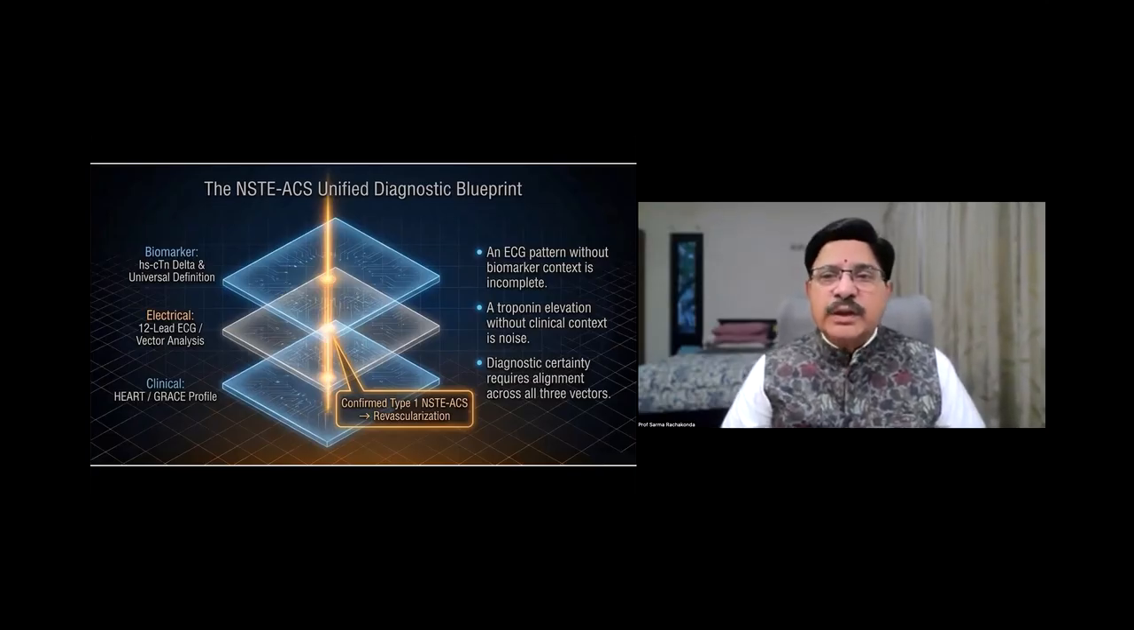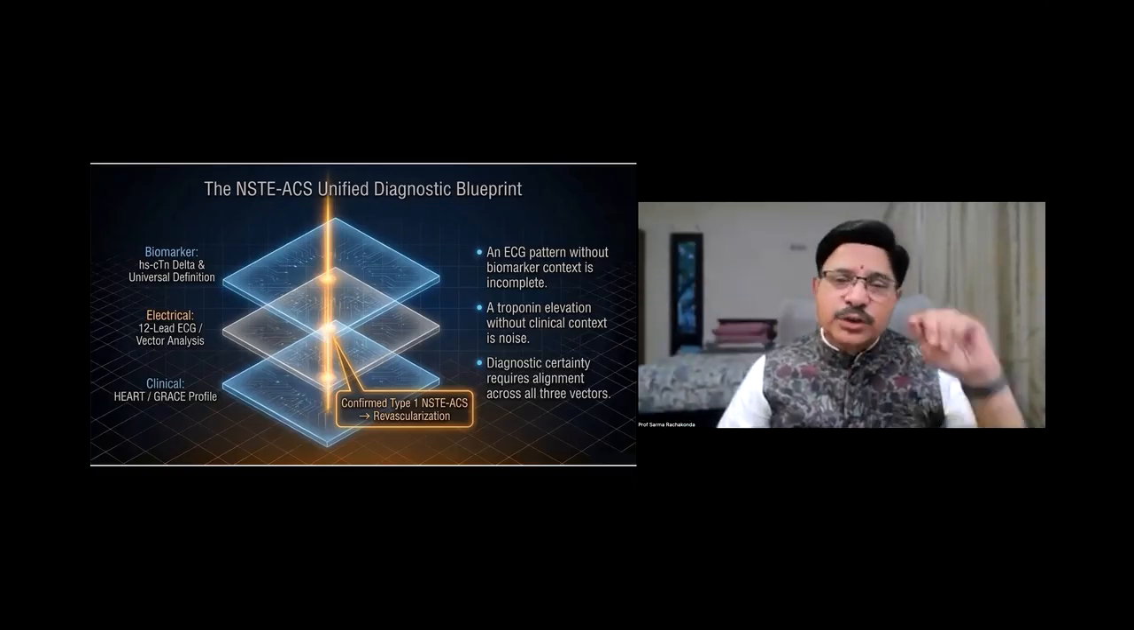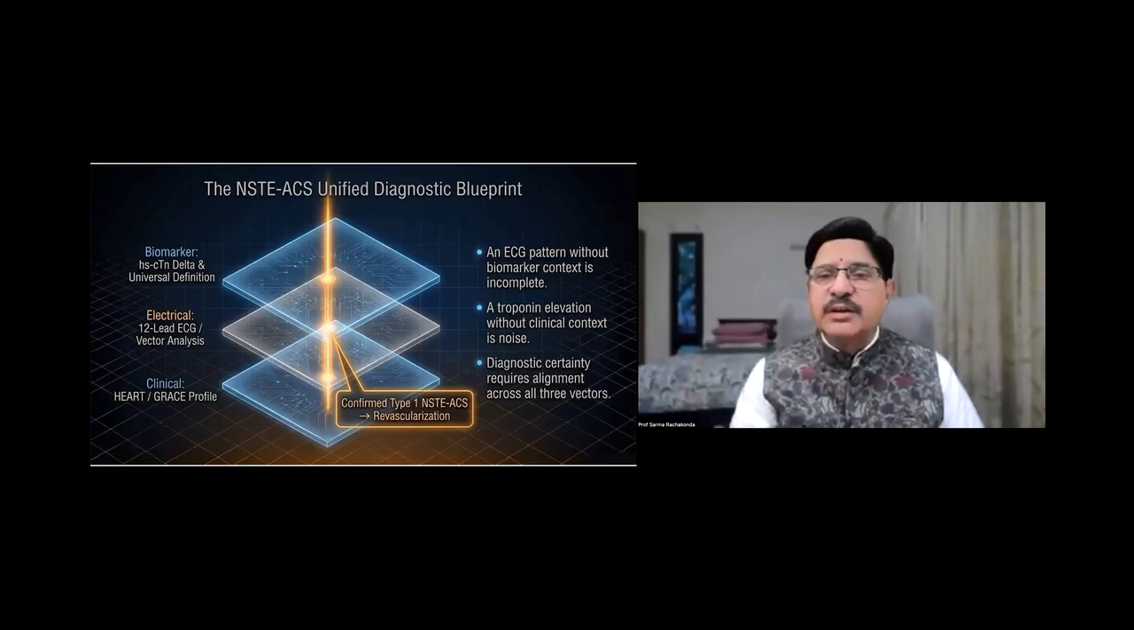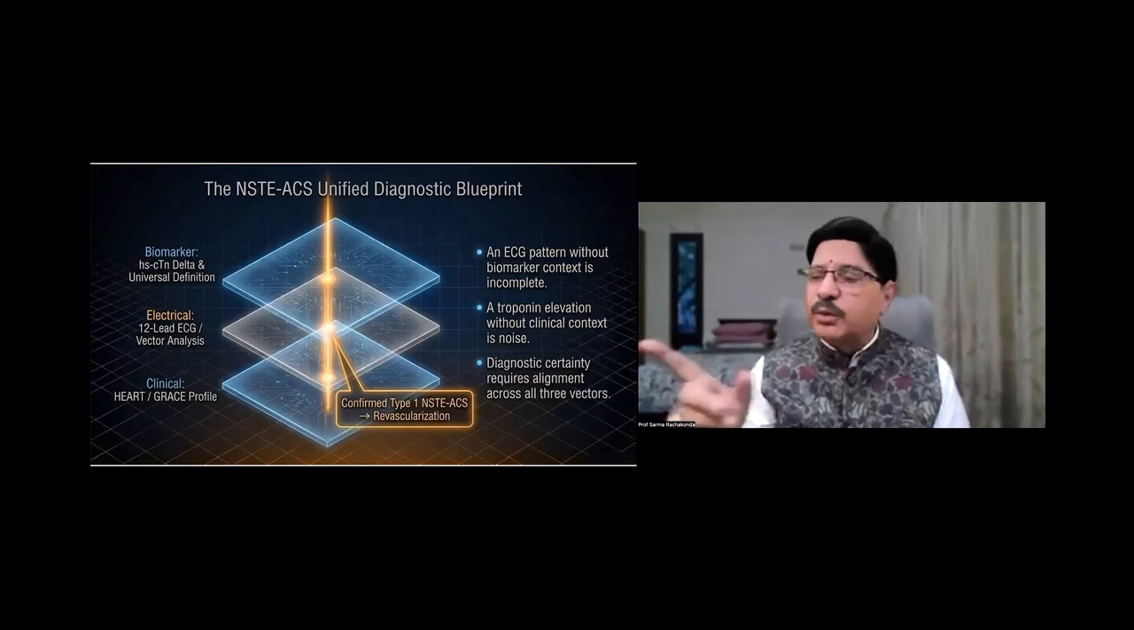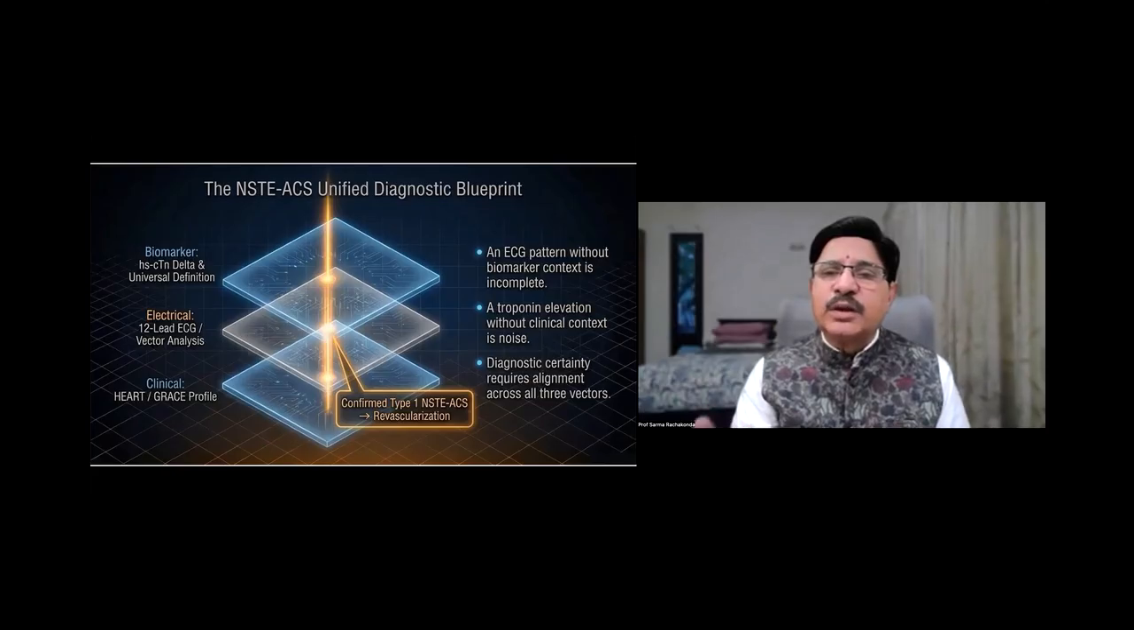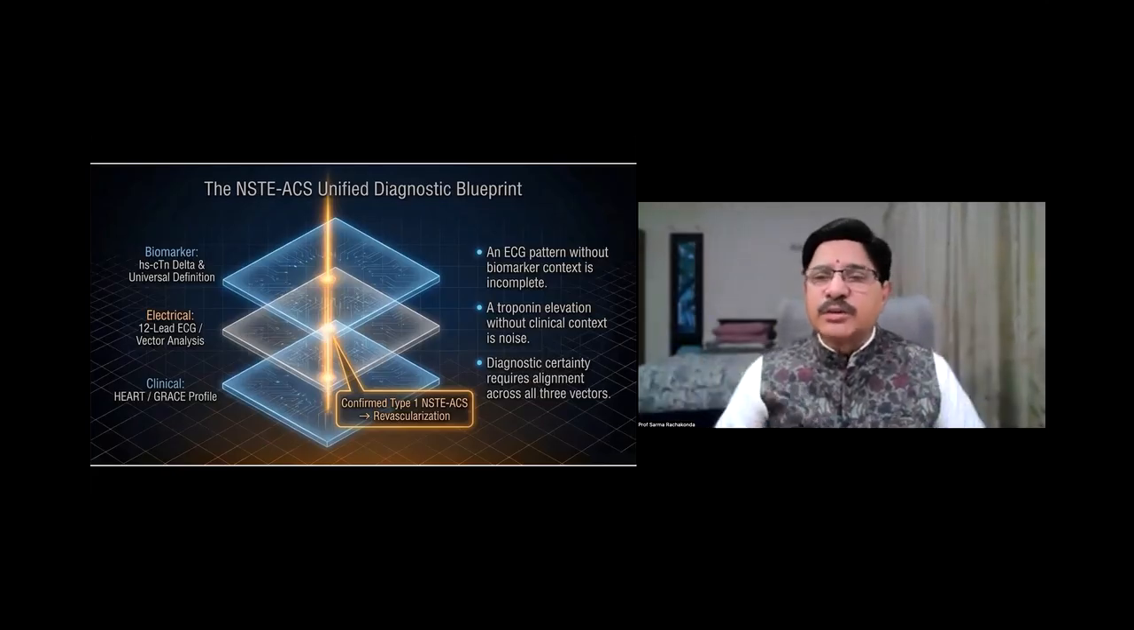An ECG pattern without biomarker context is incomplete. There are some ECG changes, biomarkers are normal. What does it mean? There is no evidence of tissue injury. So you must have an ECG change and also have a biomarker. A biomarker without ECG changes is only an injury. Troponin elevation without clinical context is noise. That is not music. You don't want noise.